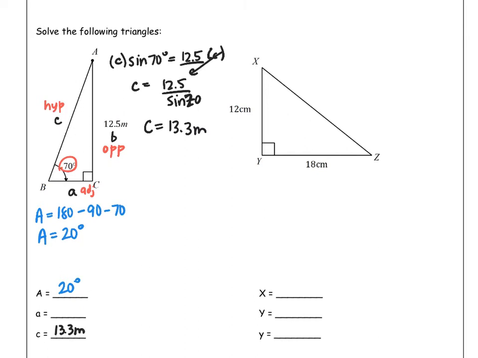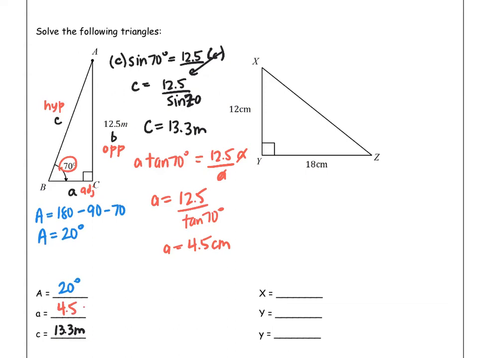So I've got that. And then I'm going to use the tangent ratio to calculate the adjacent side. So tan of 70 equals opposite, which is 12.5, over adjacent, which is a. I will multiply by a on both sides, and then I will divide by tan of 70. So 12.5 divided by tan of 70 gives me 4.5 centimeters. Okay, so I've calculated every side and every angle in the triangle.